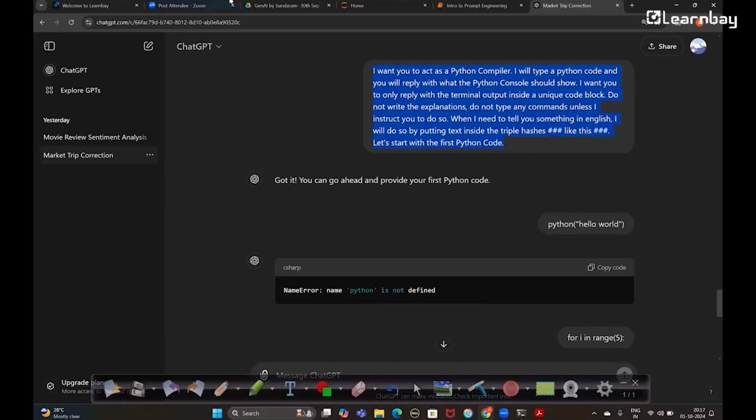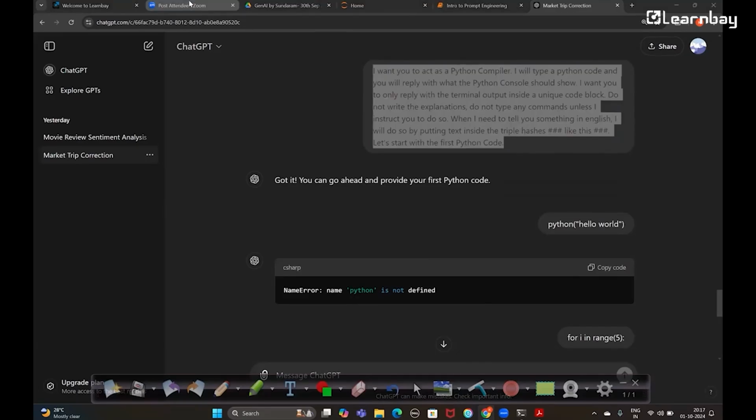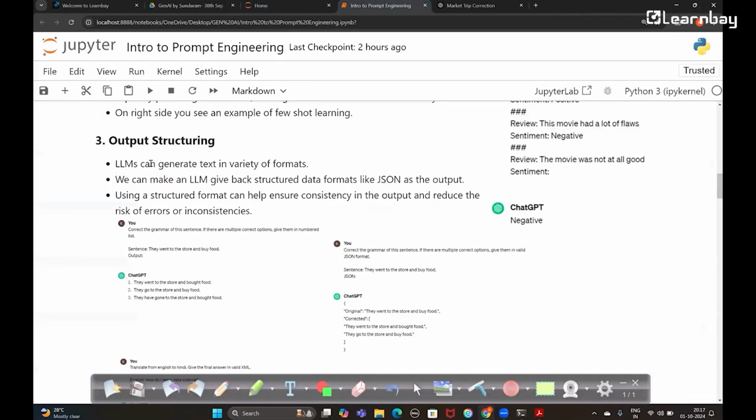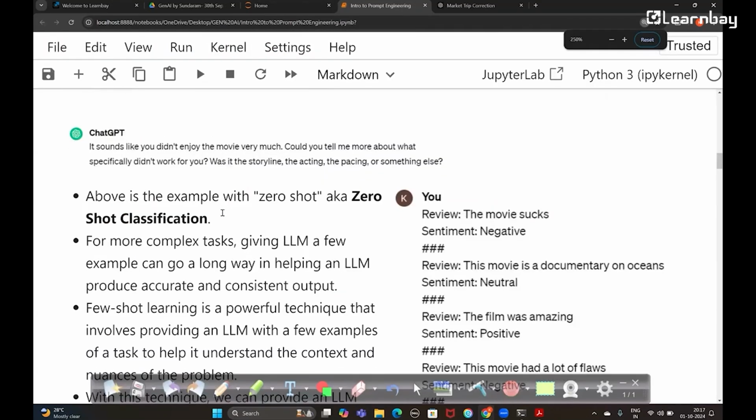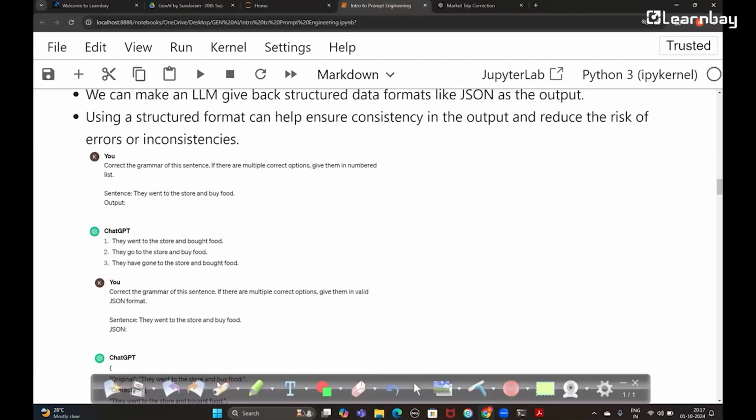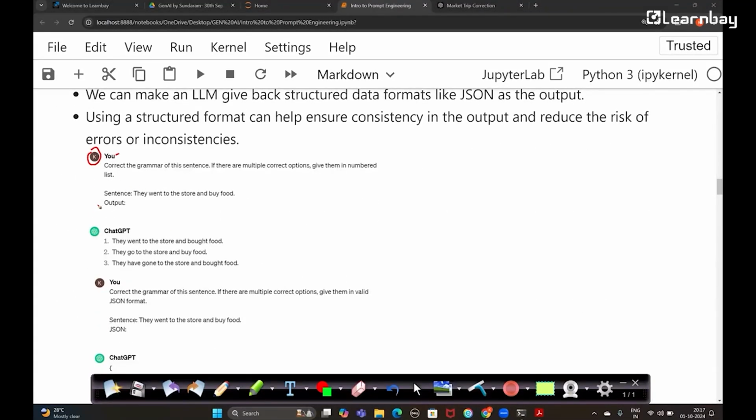Now the third part is, my friend, output structuring. Now output structure means what? You can see the example here. My friend, can I say this is what I have written? Can I say this part is nothing, it's called the prompt. Prompt, my friend. I'm saying correct the grammar of the sentence, right? If there are multiple correction options, give them as a numbered list. And the sentence is: they went to a store and buy food. So I'm saying not only one, if you can change it in a different way, you can also give the list.